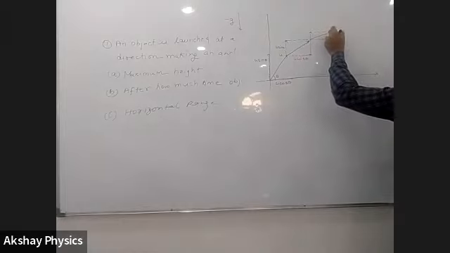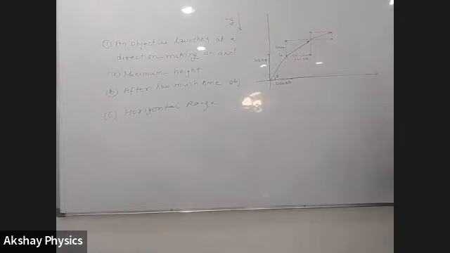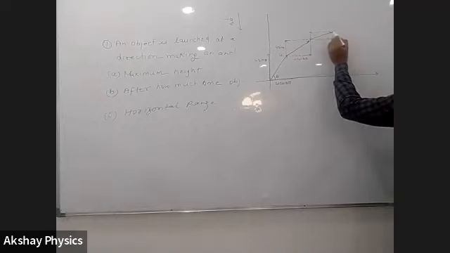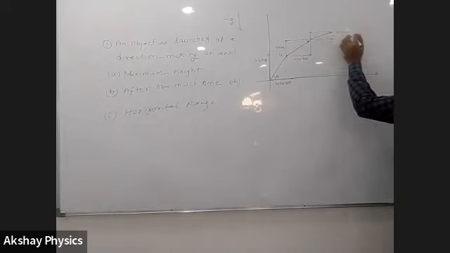And at the top, at this height, we will say that the u sin theta, the vertical velocity, becomes 0. If the vertical velocity becomes 0 at this point, then there is only one velocity at this point, and this one is u cos theta.